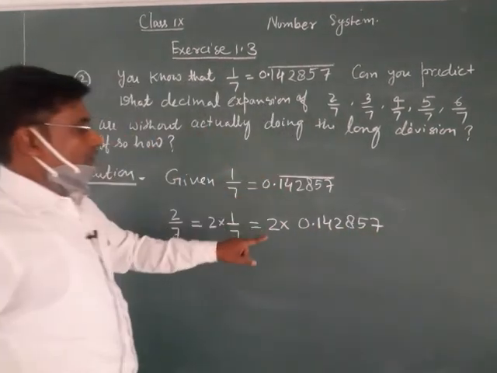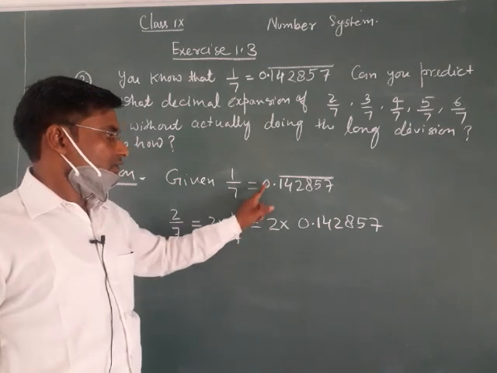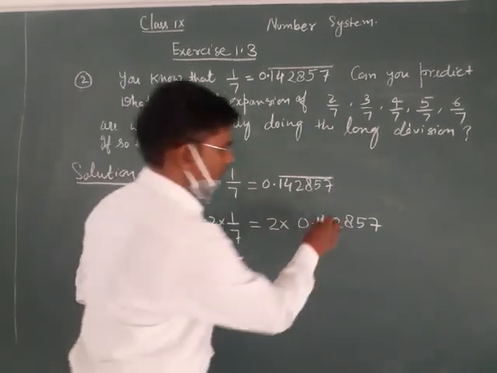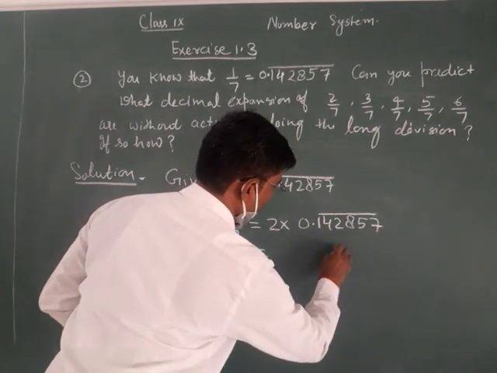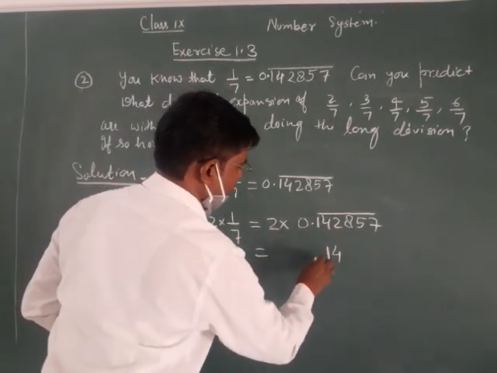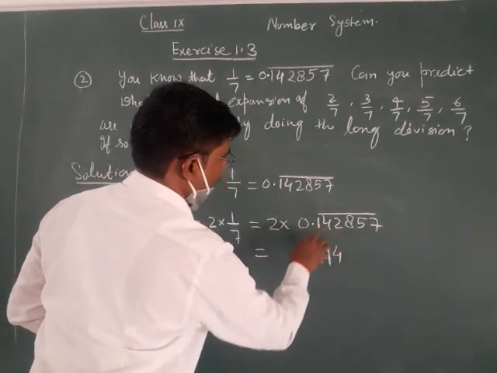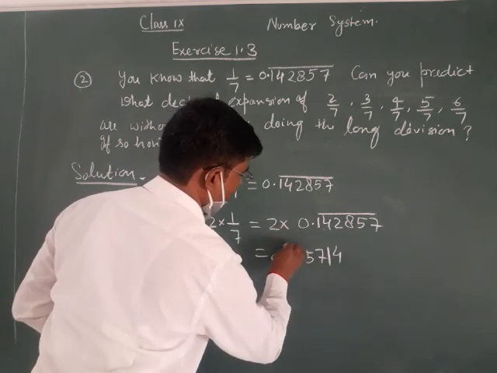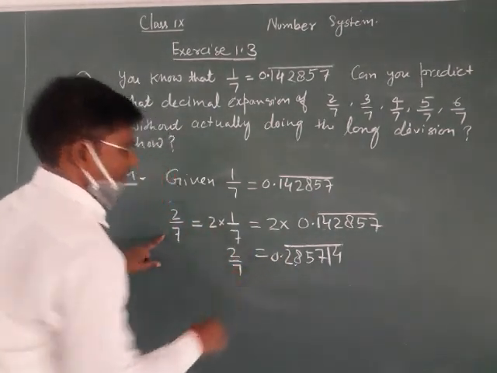0.142857. 2 into 1 by 7, 0.142857 bar. So now multiply by this. 2 times 7 is 14, 2 times 5 is 10, plus 1 is 11, 2 times 8 is 16, plus 1 is 17, 2 times 2 is 4, plus 1 is 5, 2 times 4 is 8, 2 times 1 is 2, 0 point. This is the answer of 2 by 7.